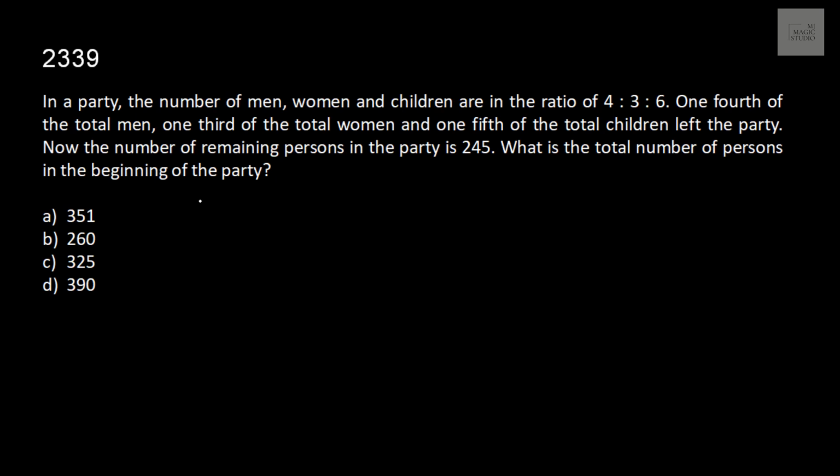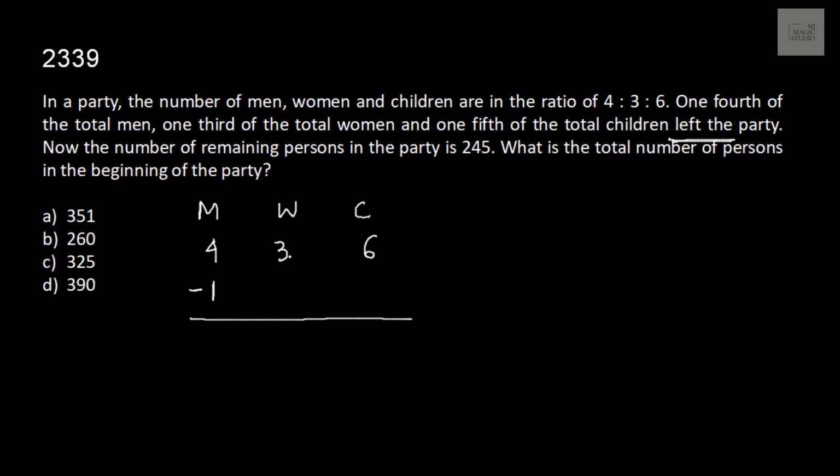In a party, the number of men, women and children are in the ratio 4 is to 3 is to 6. Again, I'll try to play with ratios only. 1/4 of the total men, 1/3 of the total women and 1/5 of the total children left the party. I'll come again. 1/4 of total men, 1/4 of 4 will give me 1. Left.